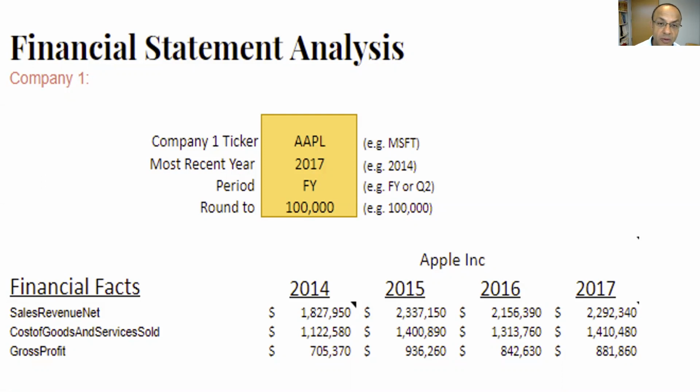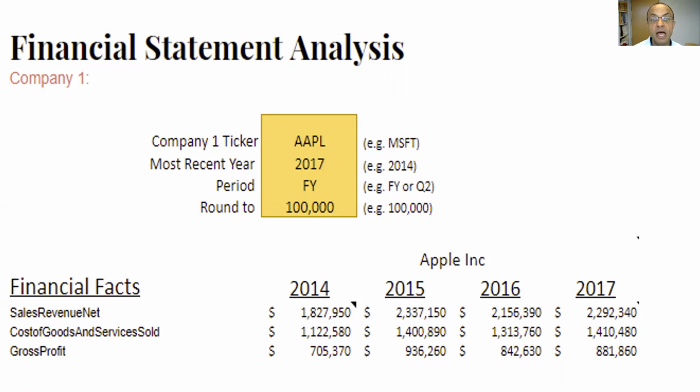It talks about the Apple company. It shows you the ticker of the company and the years that are presented in this report, and very simple information like sales, cost of goods sold, and gross profit. And this lab question is asking about 3 items.